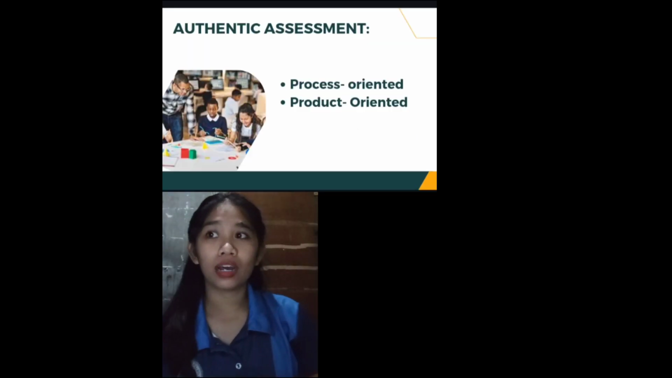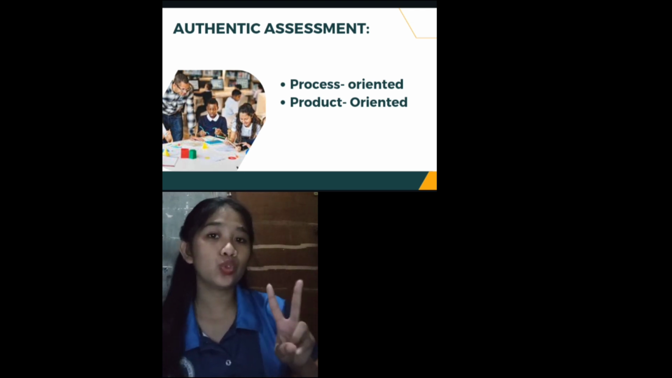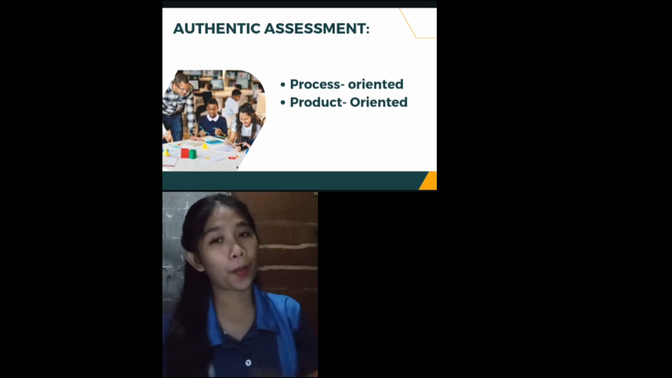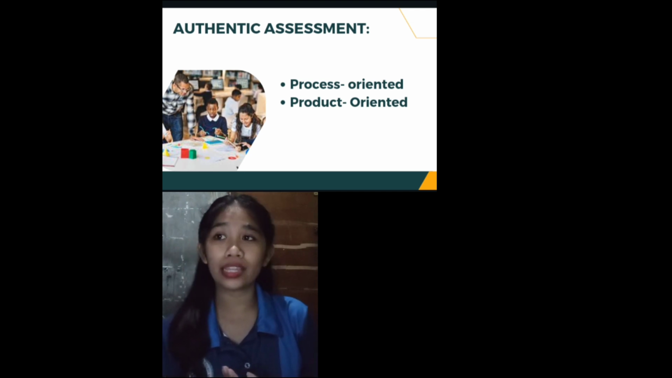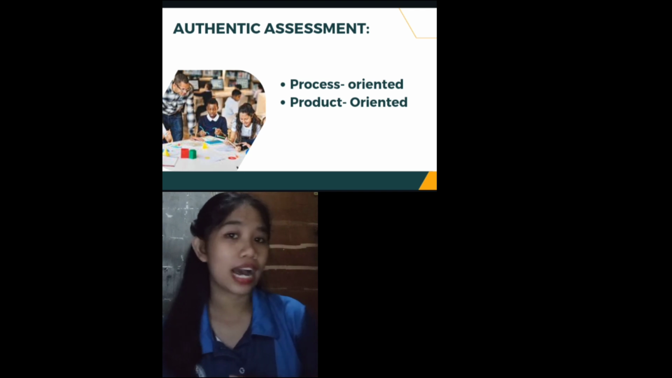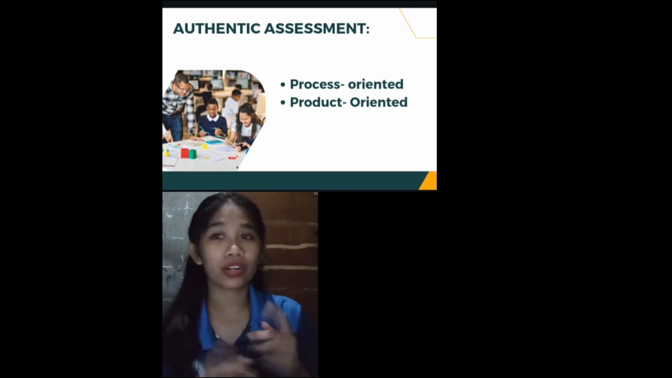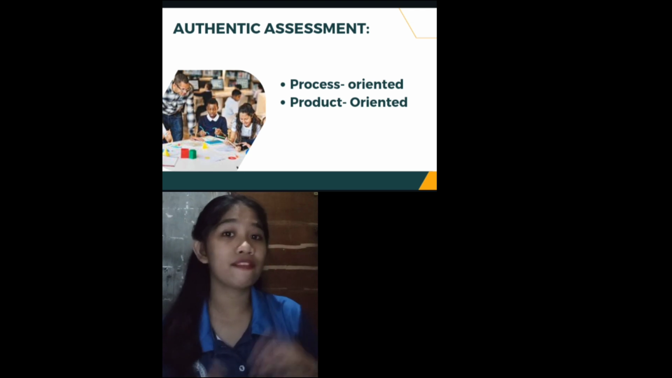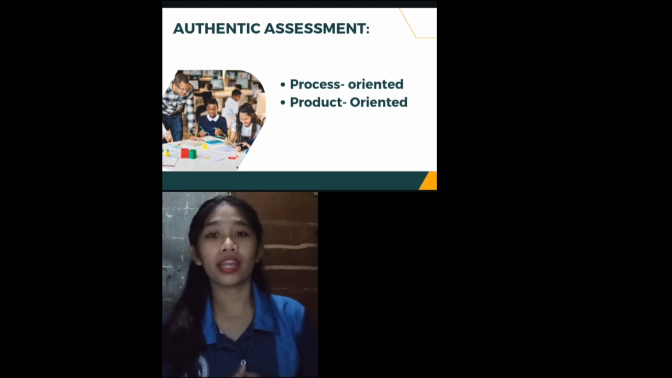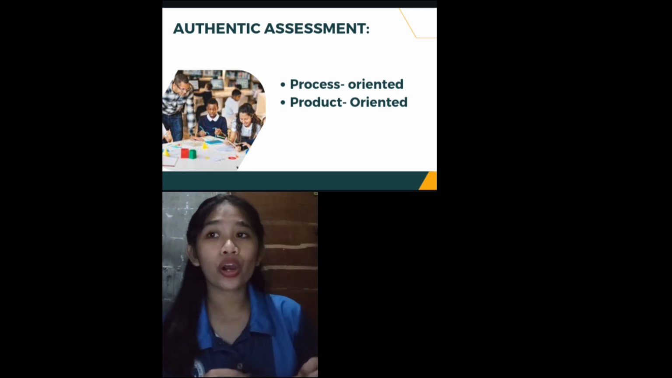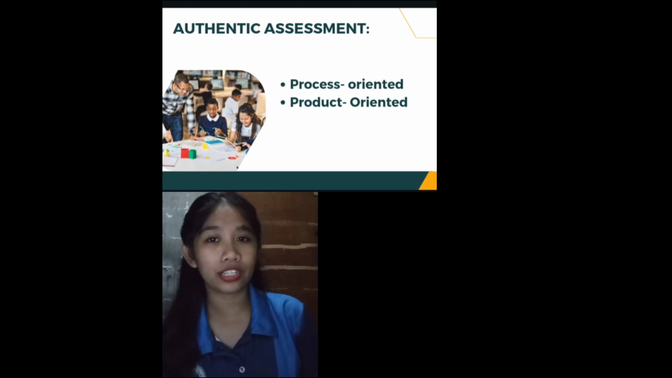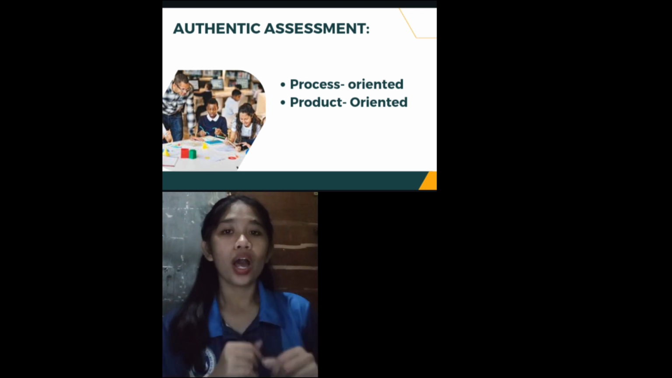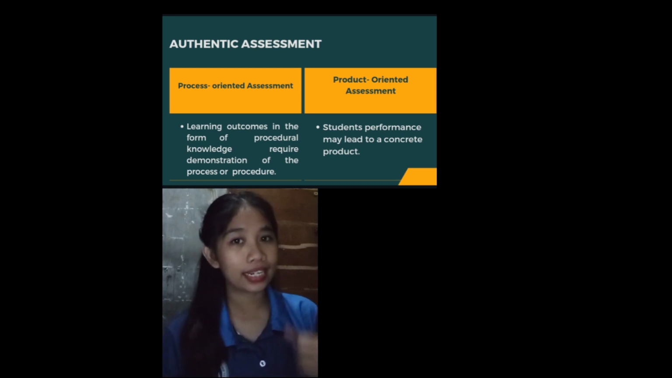So now let's tackle authentic assessment. There are two ways we can assess the performance of the student: the process-oriented and the product-oriented. We all know that authentic assessment is a performance assessment. The performance can be process-oriented or product-oriented, just as I said earlier. The learner is made either to demonstrate the skill or process learned, or to show the product of the application of learned knowledge and skills. So we will tackle first the process-oriented assessment.